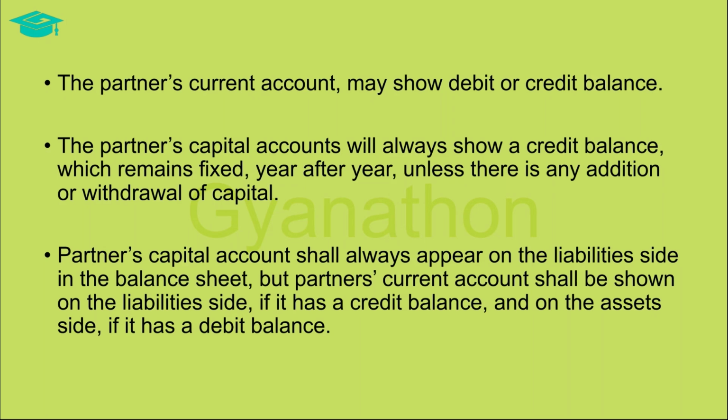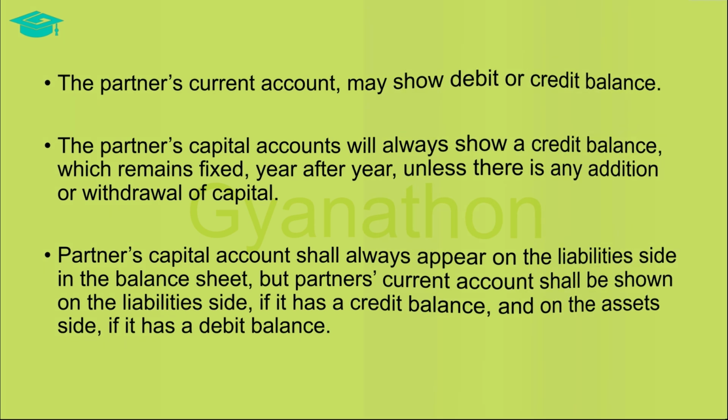Under this method, while the partner's capital account shows a fixed credit balance unless there is any addition or withdrawal of capital, the partner's current account balance keeps fluctuating between credit balance and debit balance from year to year, as the case may be. Due to this, the partner's capital account will always appear on the liability side of the balance sheet, as it always carries a credit balance. However, the partner's current account may either appear on the asset side if it carries a debit balance, or on the liability side if it carries a credit balance.